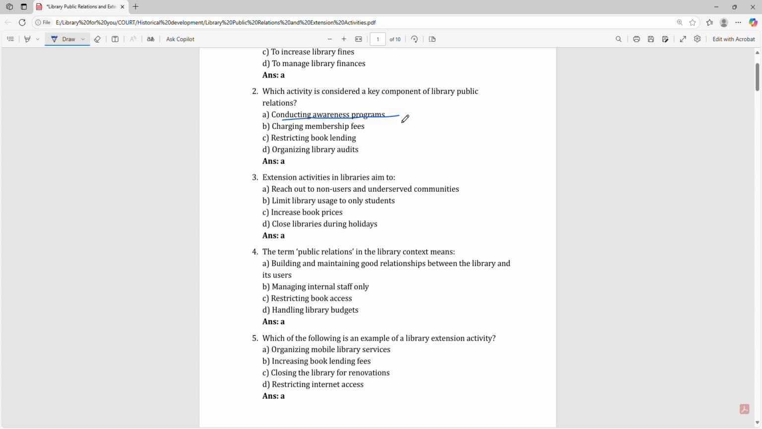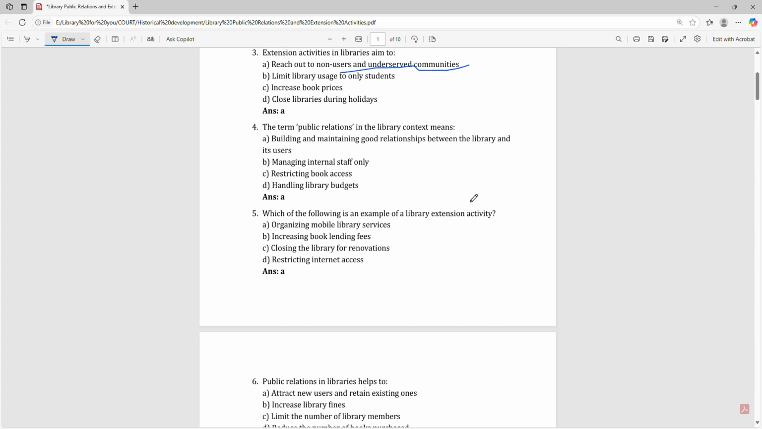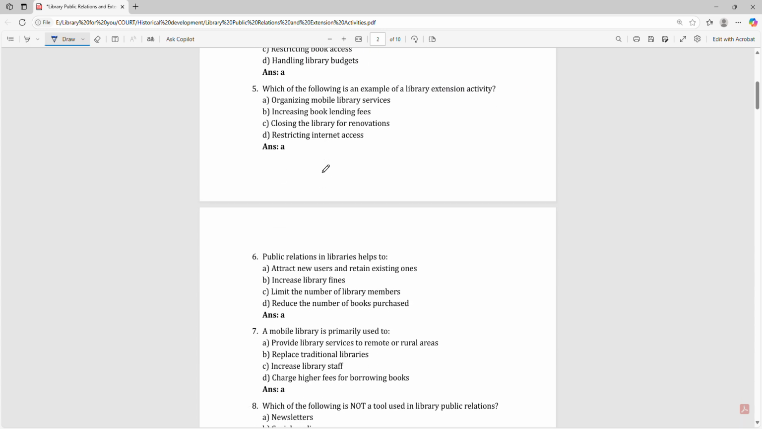Extension activities in library aim to reach out to non-users and under-served communities. The term public relation in the library context means building and maintaining good relationship between the library and its users. Which of the following is an example of a library extension activity?